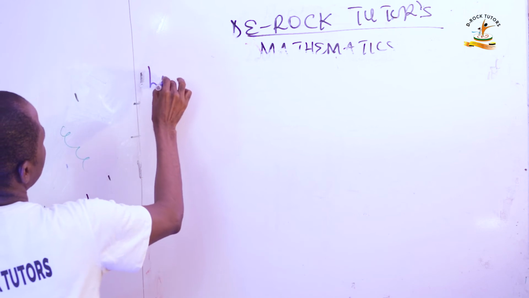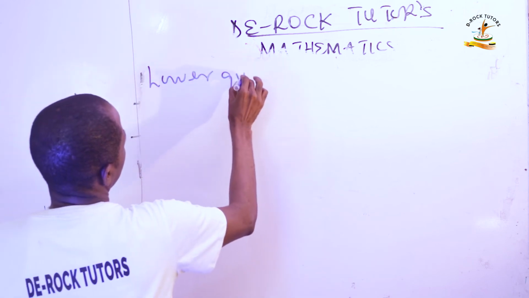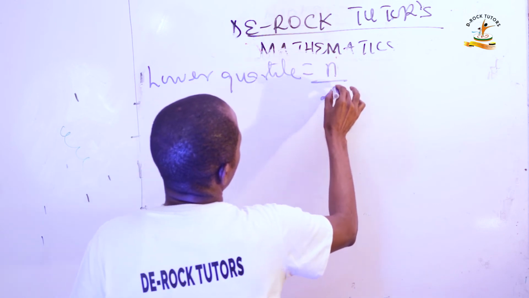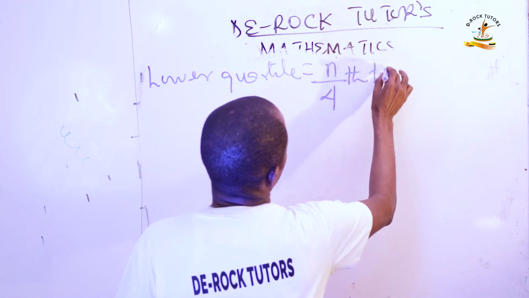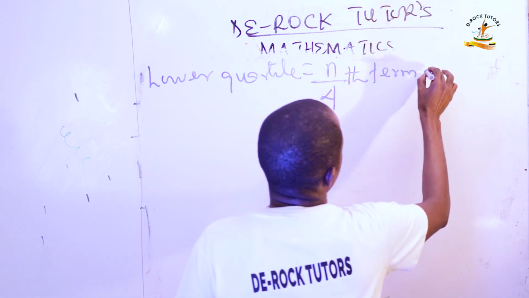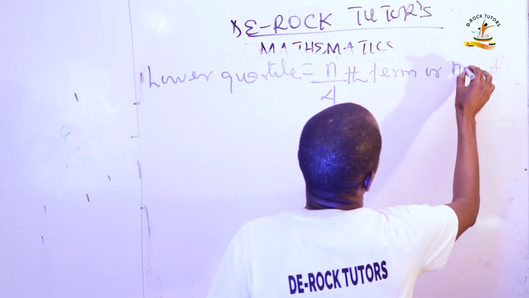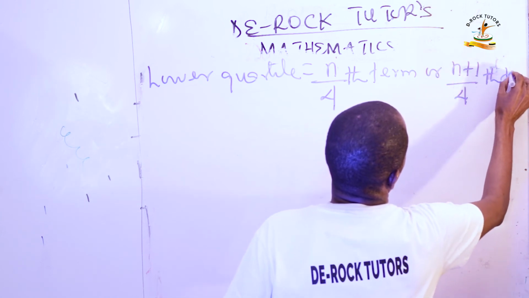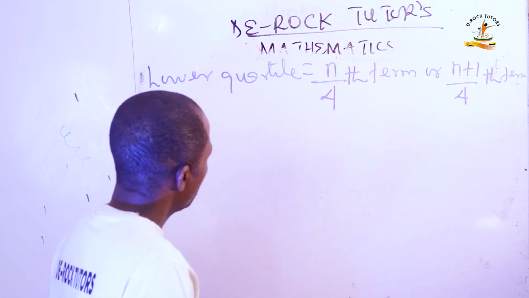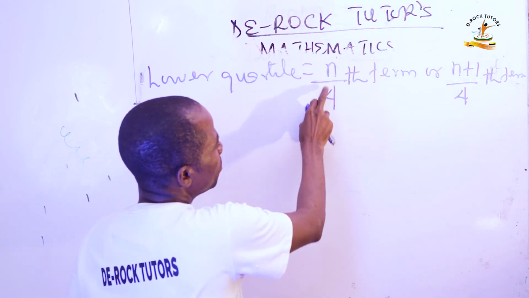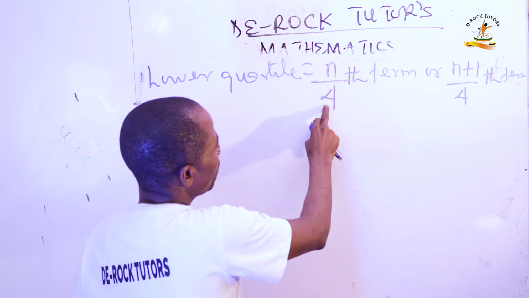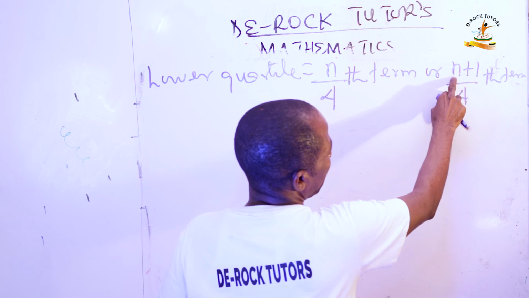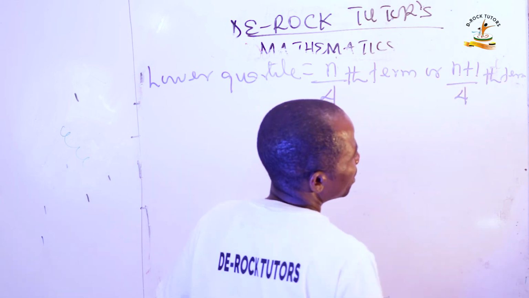So, lower quartile is always n all over 4th term, or n plus 1 all over 4th term. Now, don't be confused. When n is an even number, we make use of this formula, n all over 4th term. But when n is an odd number, we make use of n plus 1 all over 4th term.